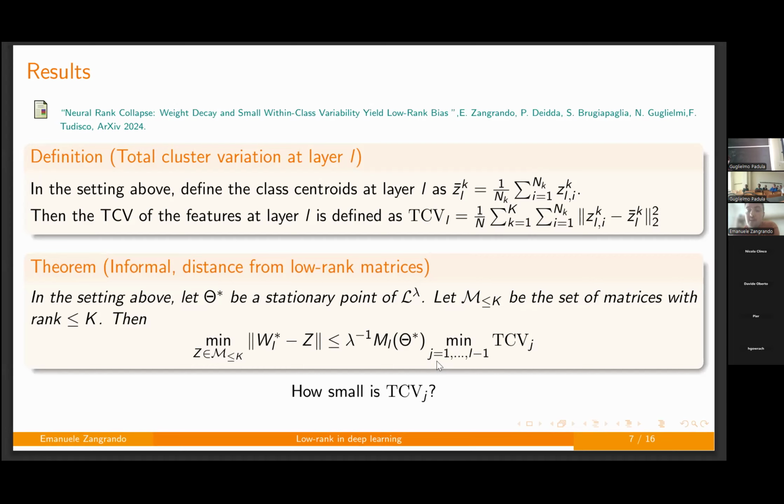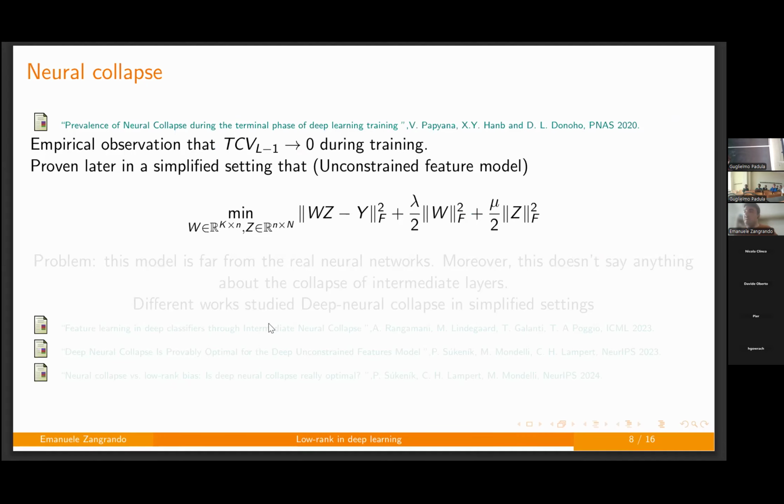Because if we can prove that it's 0, for example, then yeah, we would have exact low-rankness of all the matrices after the layer J. This connects to what I was mentioning before, the phenomenon of neural collapse, which was first observed in 2020. But it's essentially in a bit of a different form from the one we need.